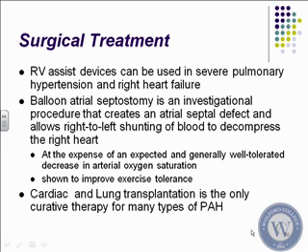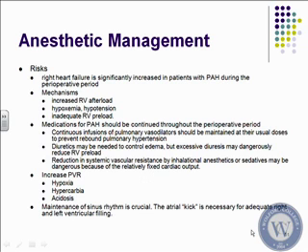There's also surgical treatment, in which RV assist devices can be used for severe pulmonary hypertension. The balloon atrial septostomy is an investigational procedure where they actually put a hole through the atrial septum, which allows right to left shunting to take place to basically decompress the right heart at the expense of an expected and generally well-tolerated decrease in arterial oxygen saturation. It seems to improve exercise tolerance. These people may need a cardiac and lung transplantation, so this is more of a bridging procedure. These cases are very high risk.